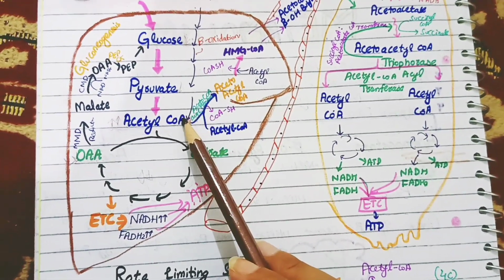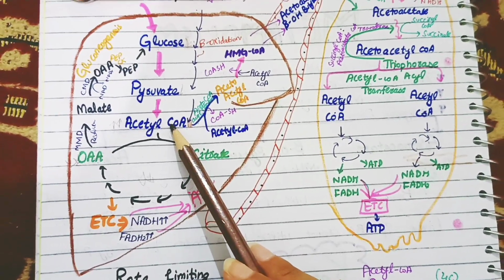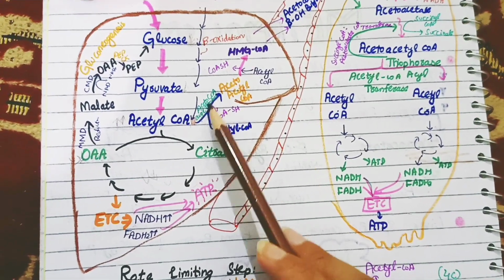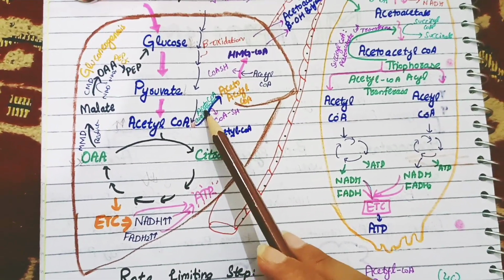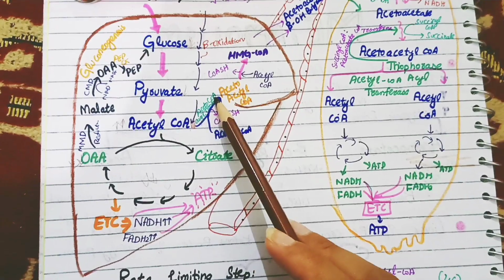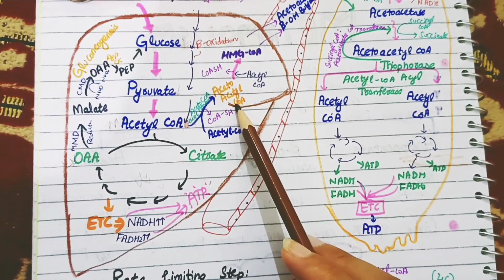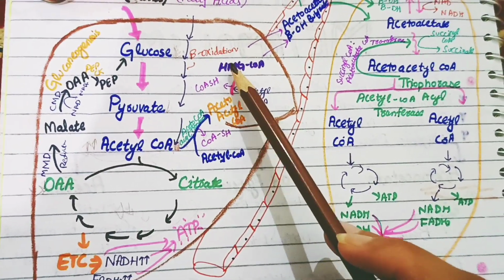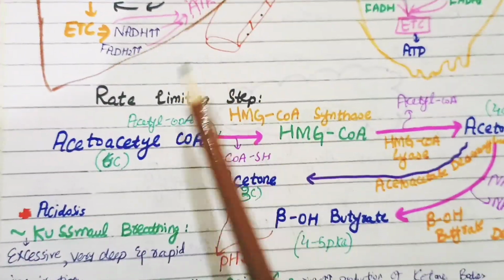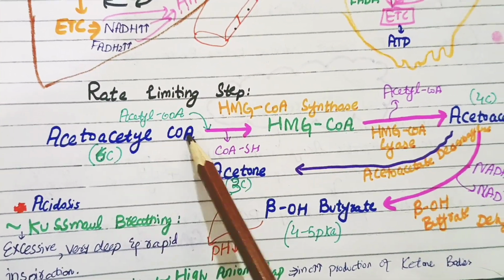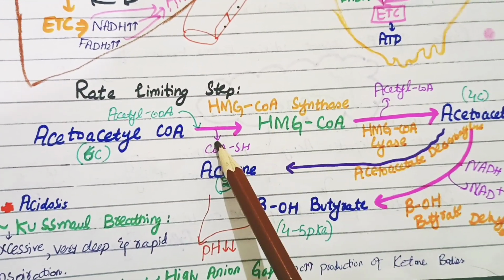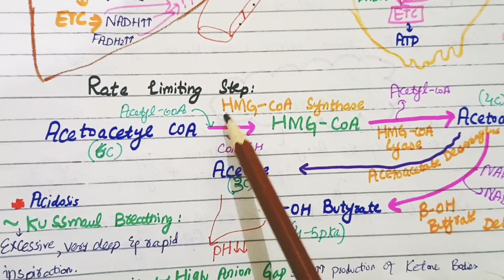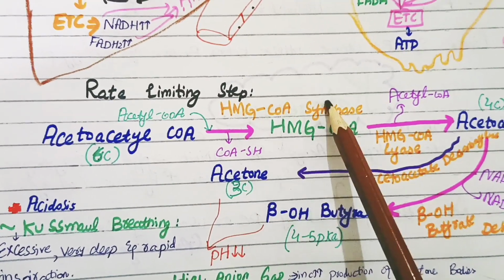The first step in the formation of ketone bodies is the fusion of an acetyl-CoA molecule with another acetyl-CoA molecule, resulting in the release of CoA, and in the presence of the acetyl-CoA acyltransferase enzyme, acetoacetyl-CoA will be produced. Then this acetoacetyl-CoA is converted into another compound, HMG-CoA. This is the rate limiting step, in which CoA is released and an acetyl-CoA molecule is added in the presence of the enzyme HMG-CoA synthase.